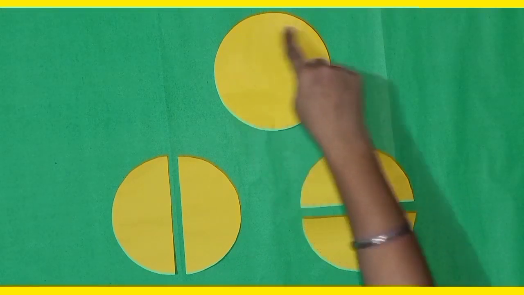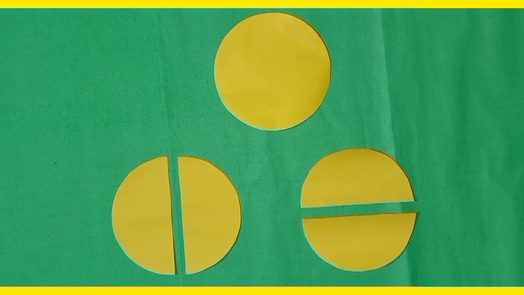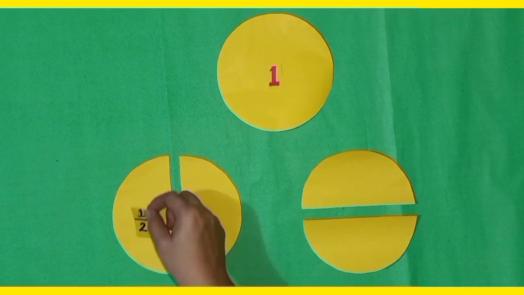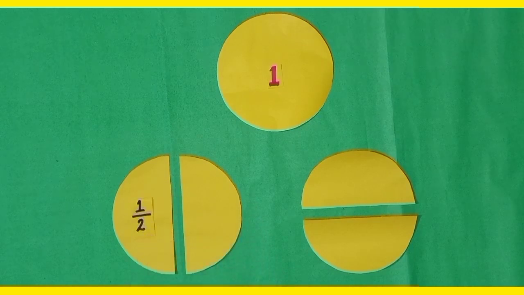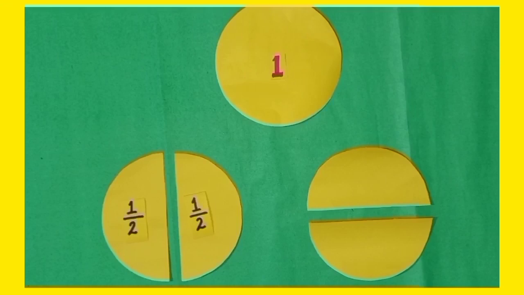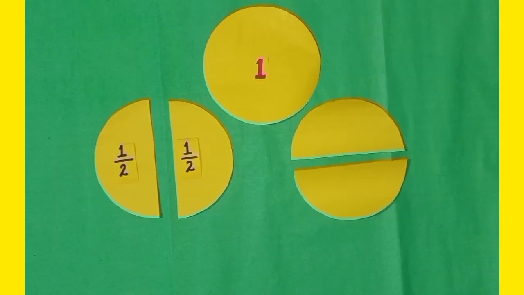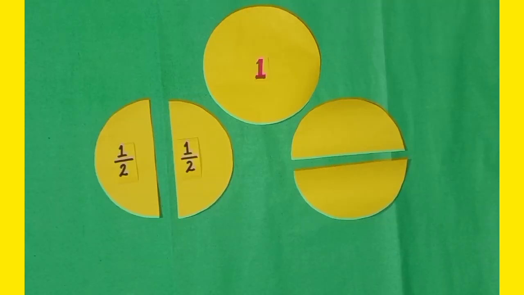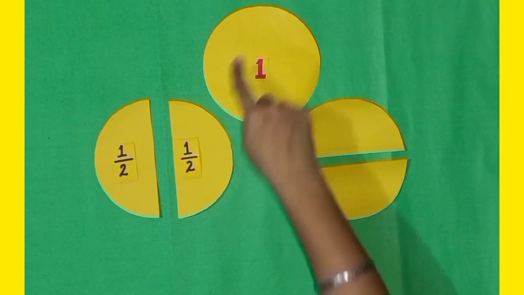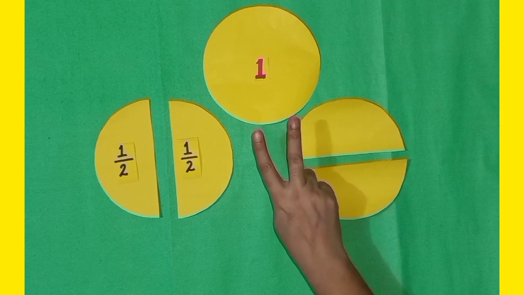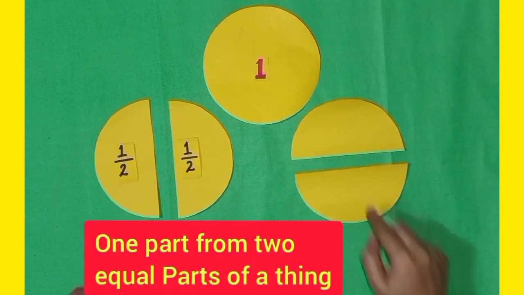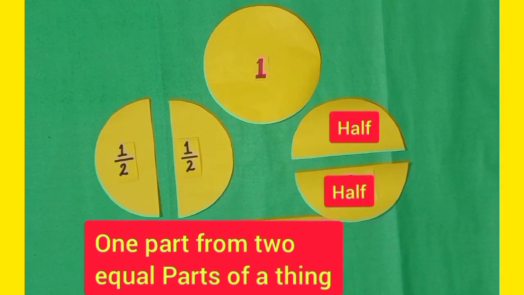Dear students, the whole shape or full shape is 1 and the half part of it is numerically known as 1 upon 2, and the remaining half is also known as 1 upon 2. In this way, full or whole of a thing can be divided into two equal parts. In words, we write it half.